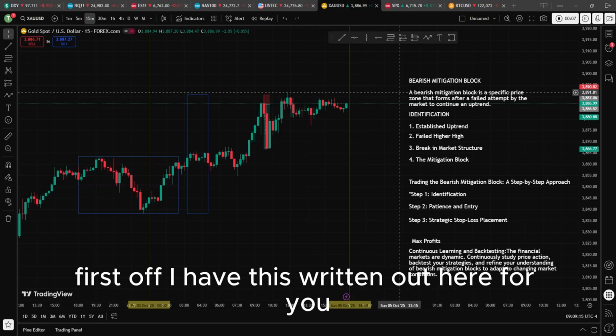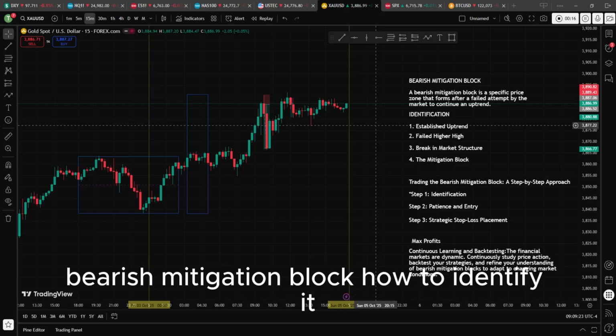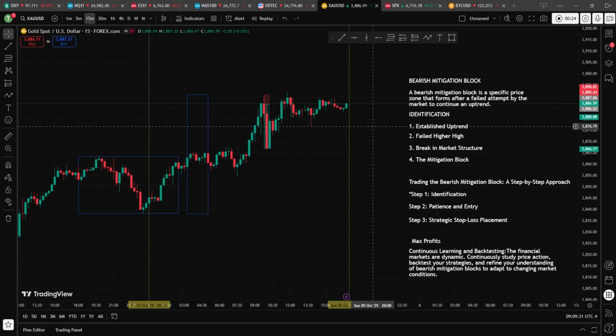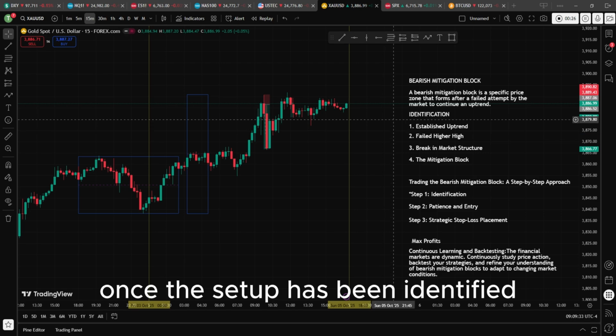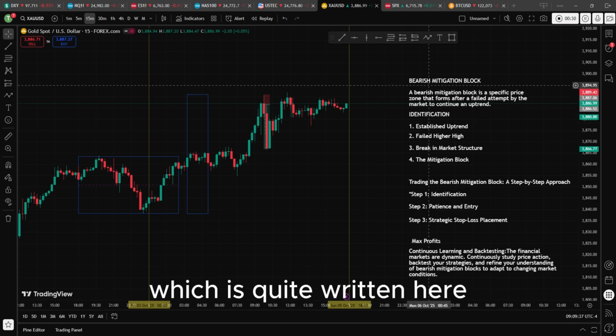First off, I have this written on here to guide you through the lesson and help us understand the bearish mitigation block: how to identify it, how to trade it, the step-by-step approach, and how to maximize profits once the setup has been identified. First off, we'll start with the definition, which is written here.